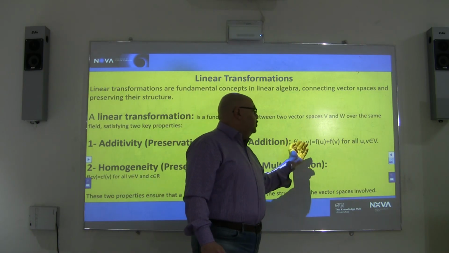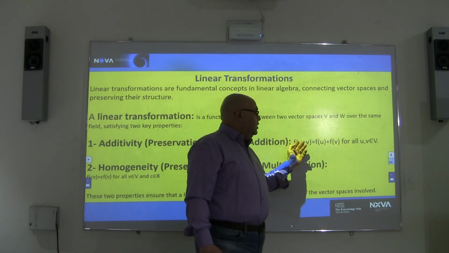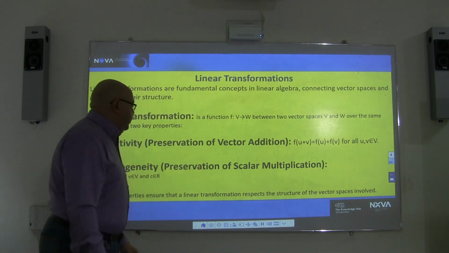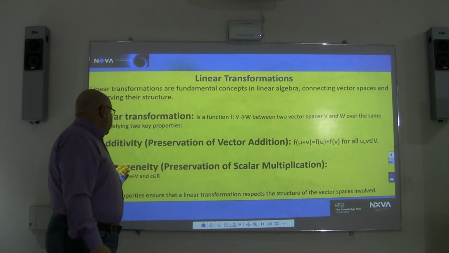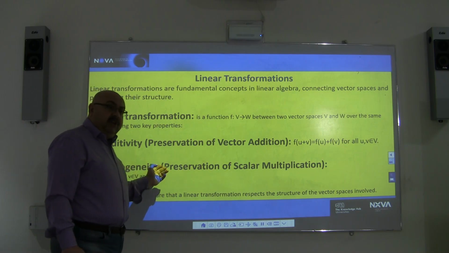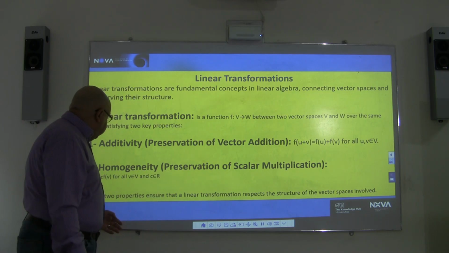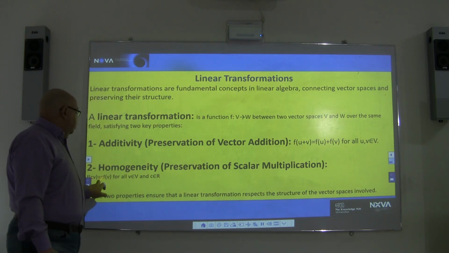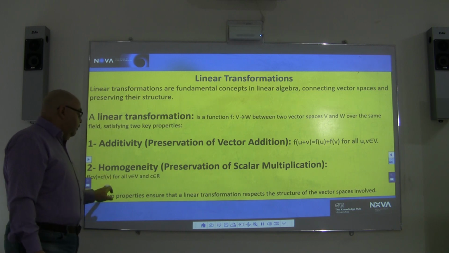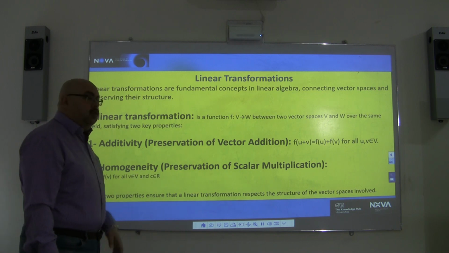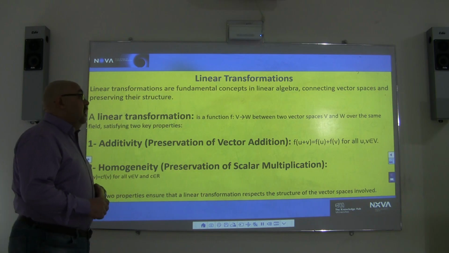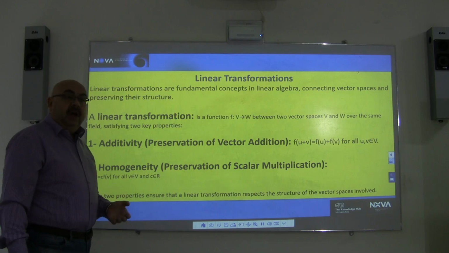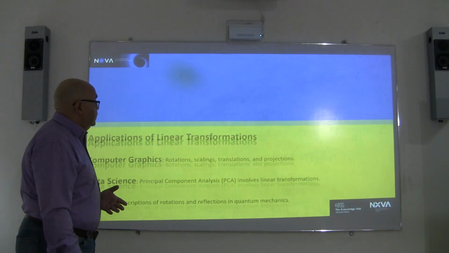So a function of u plus v will result in f of u plus f of v. They will be the same for both u and v belonging to the input. And the homogeneity, which means the preservation of the scalar multiplication, which means the linear transform of c times v equals c times f of v, where c belongs to the real set or the K set on a much larger scale, which represents either real numbers or complex numbers.